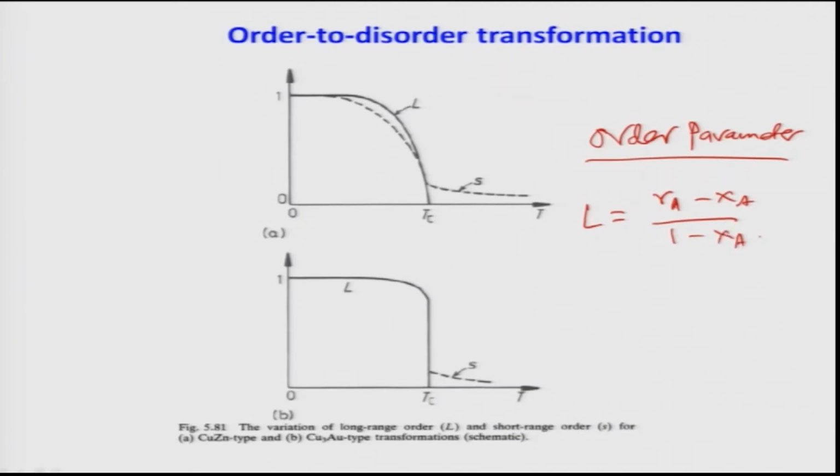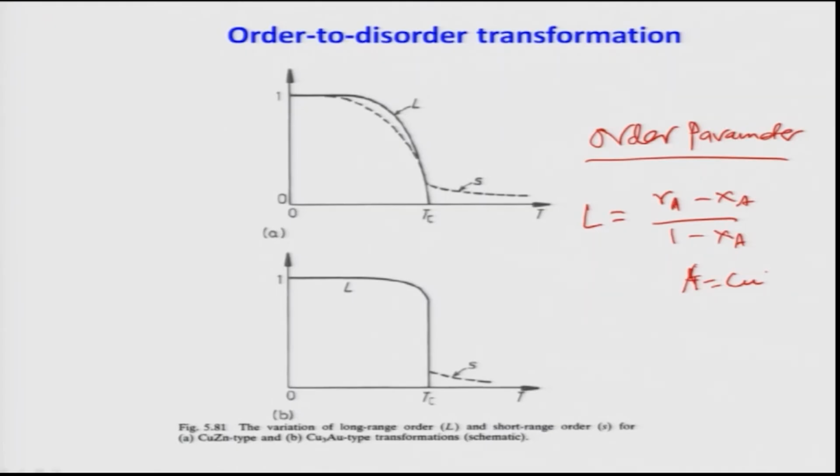Here X_A is the mole fraction of element A in the alloy, and R_A is the fraction of sites which are occupied by A-type atoms. Suppose there are 100 sites, and let us consider A as the gold atom. In Cu3Au structures, gold atoms are basically sitting on the corner positions.